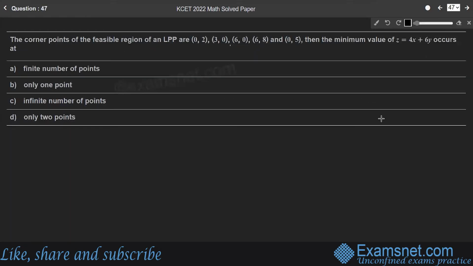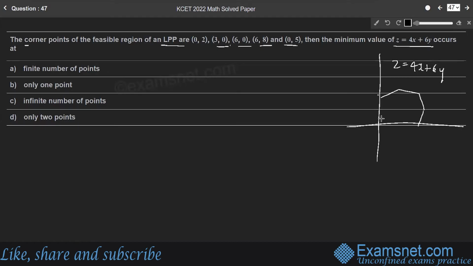Question 47. The corner points of the feasible region of an LPP are (0, 2), (3, 0), (6, 0), (6, 8) and (0, 5). Then the minimum value of Z equal to 4x plus 6y occurs at. So in a feasible region, the corner points are 5 points, right? So these 5 points. Then the minimum value of Z, Z equal to 4x plus 6y, occurs at which point, right? Which of the given points the minimum value of Z occurs.